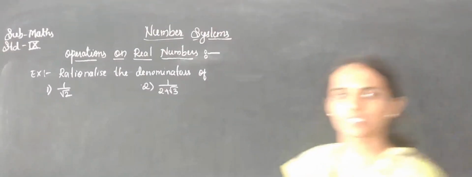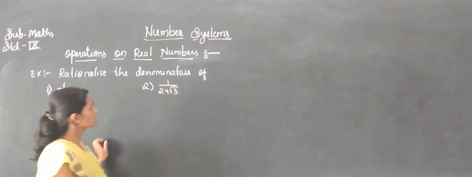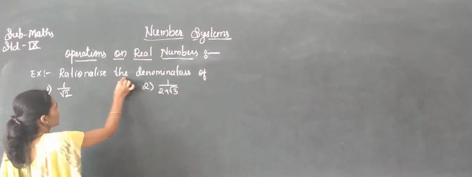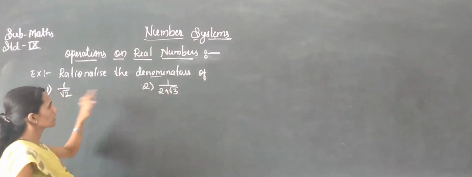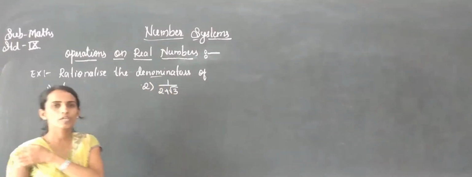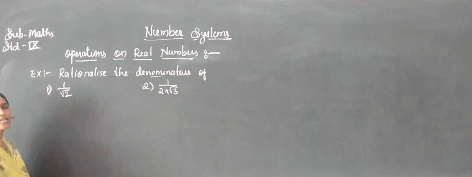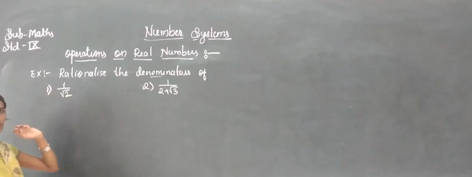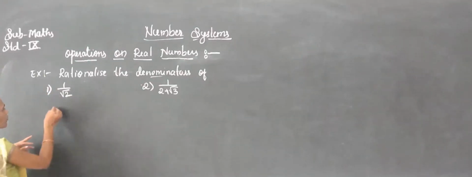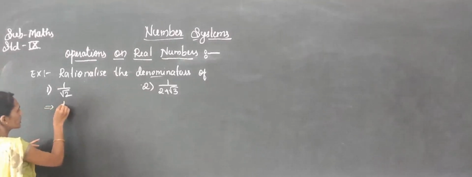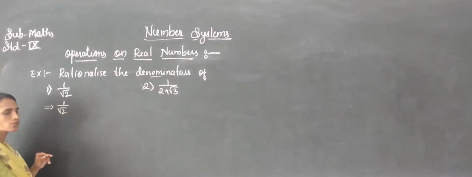So now, next examples on rationalizing the denominators. So here, rationalize the denominator. So here 1 by root 2 and here 1 by 2 root 3. So we have to rationalize the given number's denominator. So here 1 by root 2 is given, the irrational number. For this, we have to rationalize the denominator. So how to rationalize this one? So 1 by root 2 is there now. So what do we have to do?